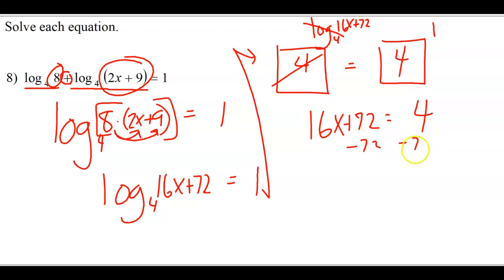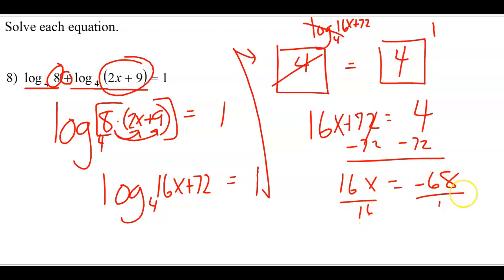And look what I forgot to do again. I forgot to find my domain. I always forget to do that first step, darn it. I end up with negative 4.25.